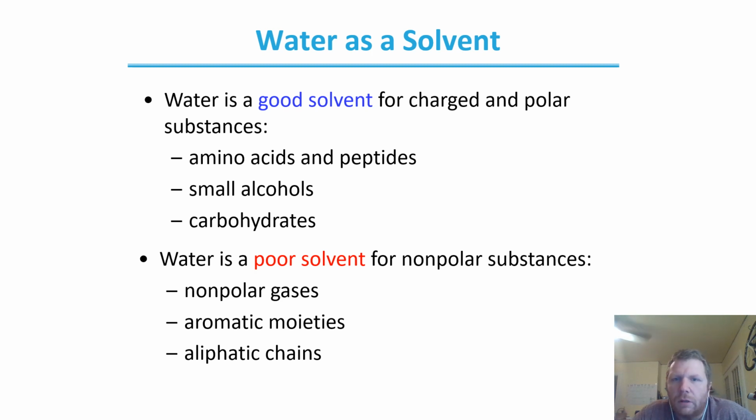Water is a great solvent for charged and polar substances. So amino acids, peptides, small alcohols, carbohydrates, all of these things that we will be talking about in this biochemistry class. Water is a really bad solvent, or maybe I'm going too hard on it. It's a poor solvent for nonpolar substances. So nonpolar gases, aromatic moieties, aliphatic chains. This aromatic moieties is going to come into play when we talk about some amino acids, so the R groups of some amino acids.